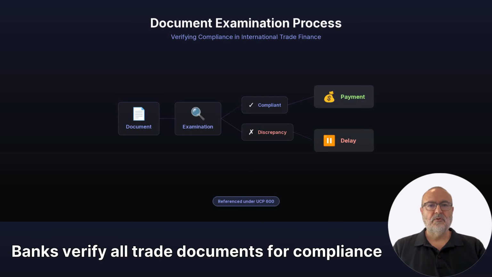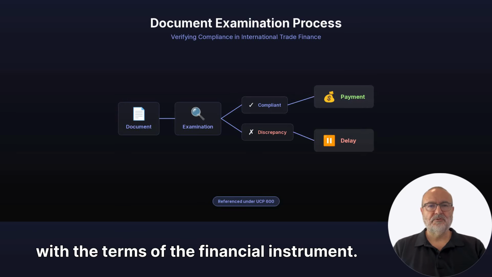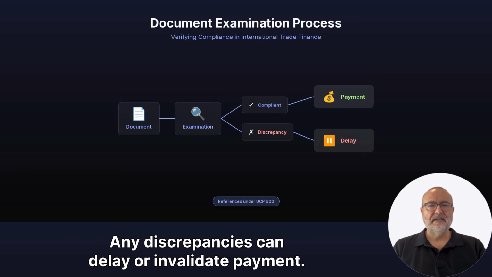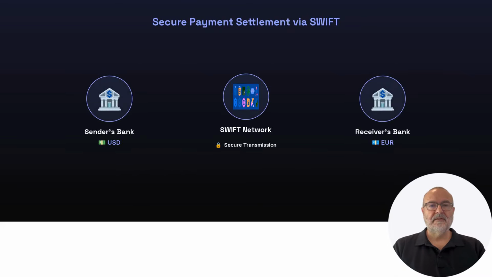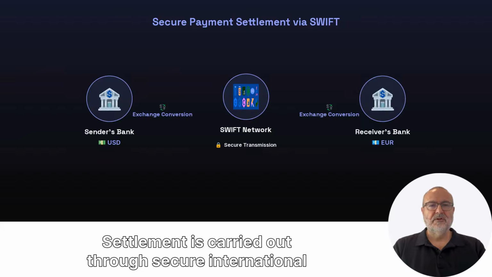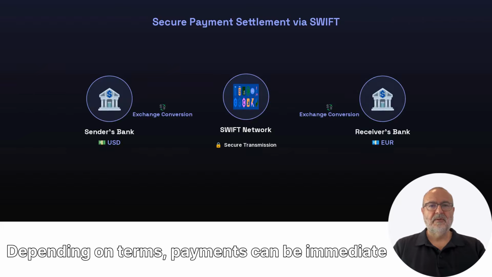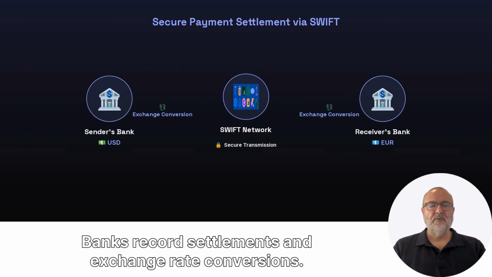Banks verify all trade documents for compliance with the terms of the financial instrument. Any discrepancies can delay or invalidate payment. The ninth process is the payment and settlement. Settlement is carried out through secure international payment systems. Depending on terms, payments can be immediate or deferred. Banks record settlements and exchange rate conversions.